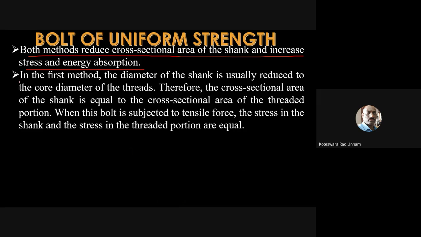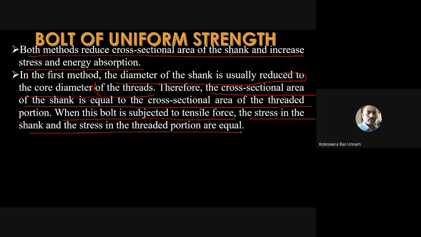Then in the first method, what we did is the diameter of the shank is usually reduced to the core diameter. So that means we already know the diameter, how much you need to reduce. That is, you need to reduce the diameter to the DC value, the diameter of the core. Therefore, the cross-sectional area of the shank is equal to the cross-sectional area of the threaded portion. When this bolt is subjected to tensile force, the stress in the shank and the stress in the threaded portion are equal because they are of the same size.